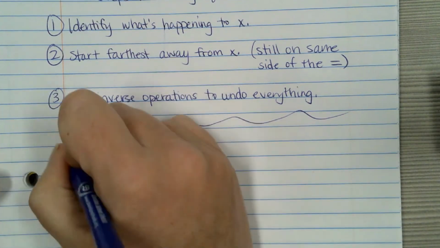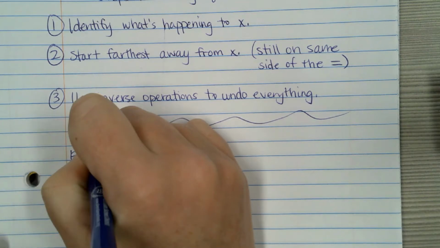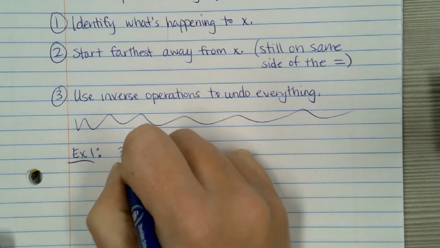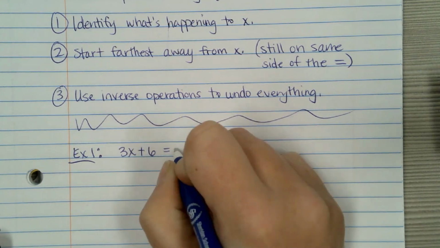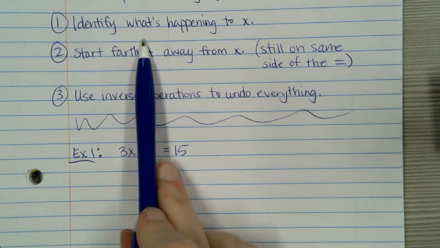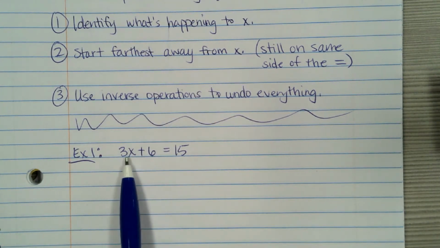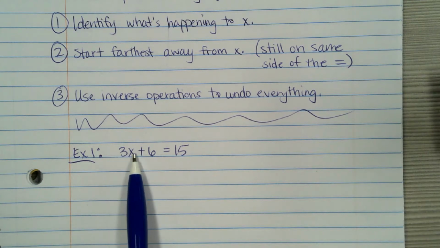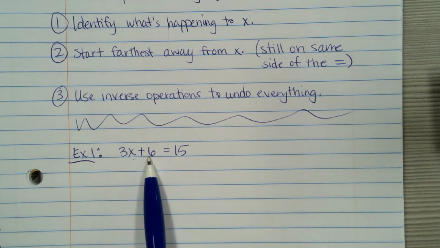So let's start off with our first example. So I have 3x plus 6 equals 15. So your first thing is to identify what's happening to x. So these are the 2 things that are happening to x, okay? First of all, do you remember what 3x means? If there's nothing between them, this means 3 times x. And then also, x is being added to 6. So it's being multiplied by 3, and it's being added to 6.